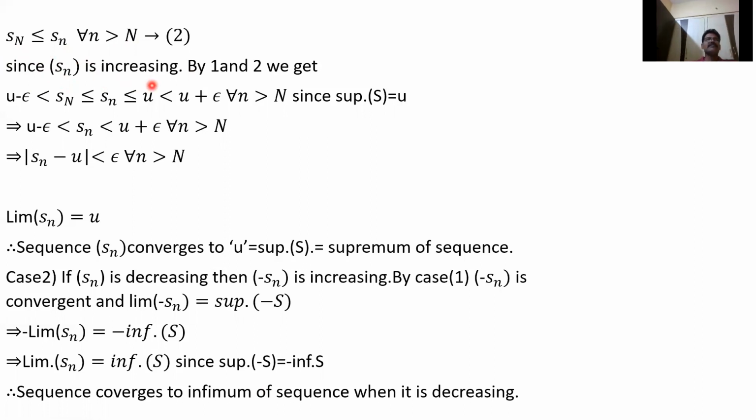Already I have given another definition: a sequence Sn is called increasing if Sn is greater than or equal to Sm for all n greater than m. So here, n greater than N means S capital N is less than or equal to Sn. Here capital N is less than n. That's why S capital N is less than or equal to Sn. So since Sn is increasing, we have by 1 and 2.